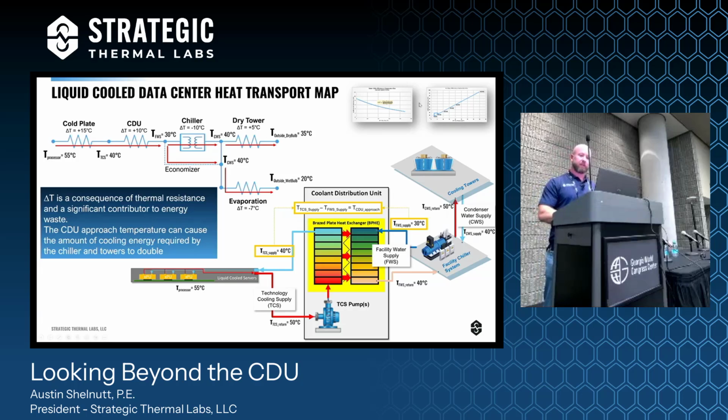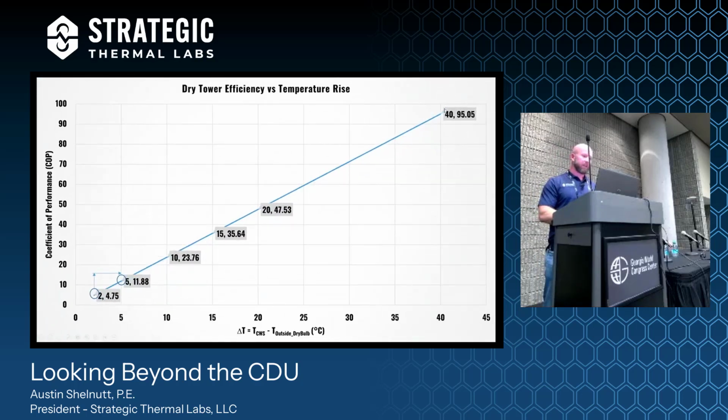So this graph over here is dry tower cooling efficiency versus temperature rise. As I increase the delta T between the cooling water supply, the chilled water supply, and the outside dry bulb temperature, the coefficient of performance, which is just the ratio of the heat removal divided by the amount of energy it costs me to remove that heat. So in the case of a dry tower, you're literally talking about pumps and fans. I get significant return in coefficient of performance improvements, right? So I can drive my CWS temperature up, I can drive my COP up.